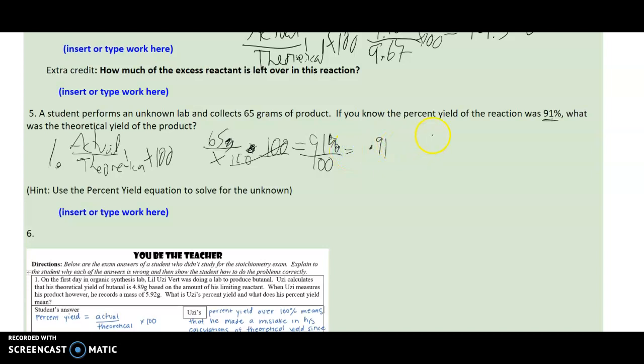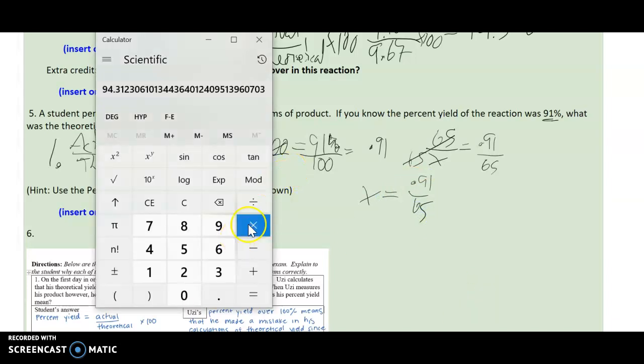So now I have 65 over x equals 0.91. Now if I have 65 in the top, the way I can get it away is put 65 in the bottom. Those will cancel out. Now I've got x alone, but whatever I do to this side, I've got to do to this side. So I have x equals 0.91 divided by 65. Pulling up my calculator. 0.91 divided by 65.